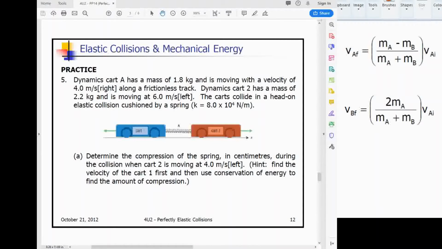The carts collide in a head-on collision and are cushioned by a spring, and we're given the K value of that spring. So we're asked to determine the compression of the spring during the collision when cart B, or cart 2, is moving at 4 meters per second left. So that's kind of an interesting question. We're not talking about when it's at maximum compression. We're talking about the point where cart B collides with the other cart and slows from 6 meters per second left before the collision to 4 meters per second left. But the collision is still kind of happening.